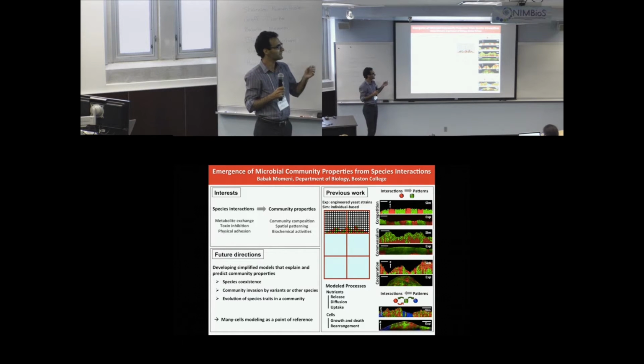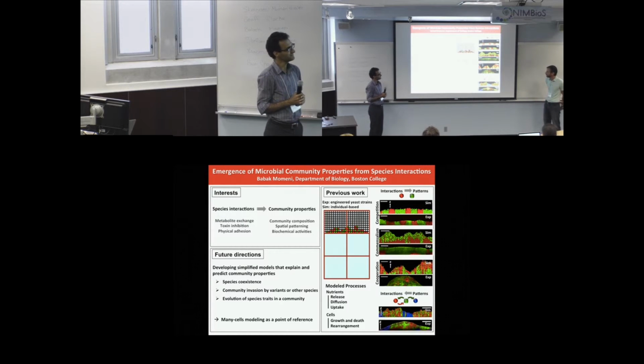And moving forward, I'm interested in looking at experimental and simulation models to look into other community properties, for example, species coexistence in communities or invasion of communities by other species or by variants or mutants in the original community. And for that, my personal interest is to develop simple models to look into those properties. But I'm also interested in collaborating with others and using many cell modeling as a point of reference to compare predictions. That's it. Thanks.